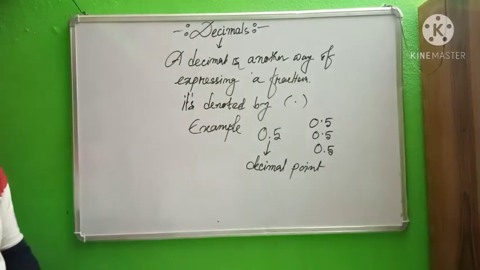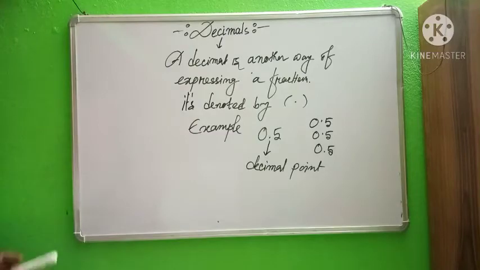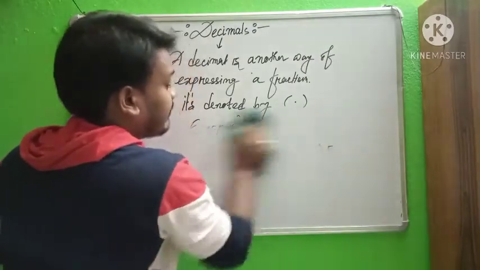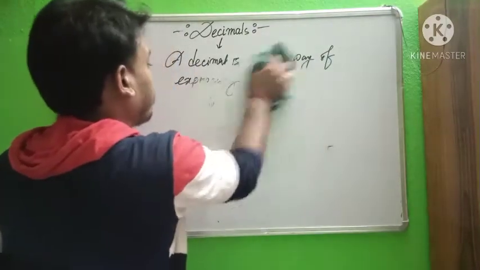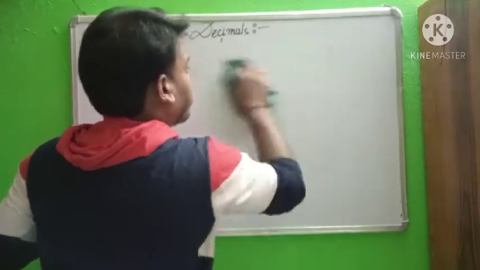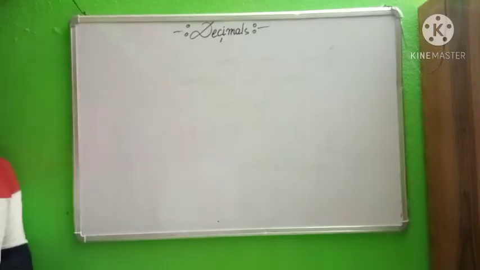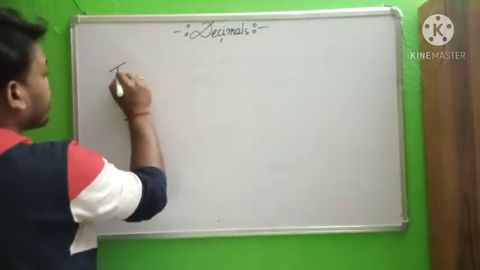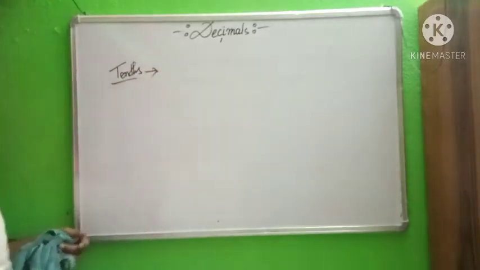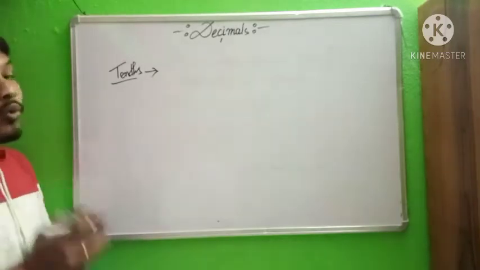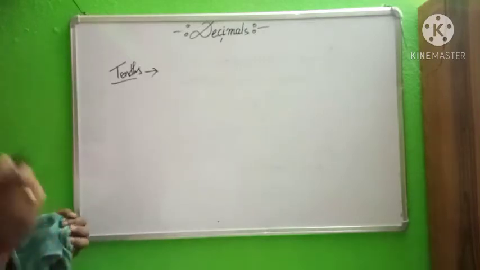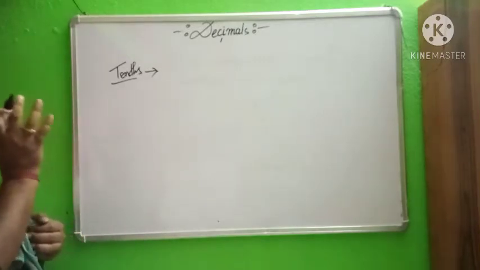Now we learn about some ways to express the decimal. First, tenth. So what is tenth? Tenth means when we divide a whole into 10 equal parts, then each part is called a tenth.